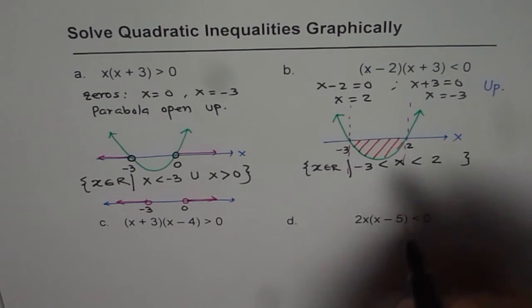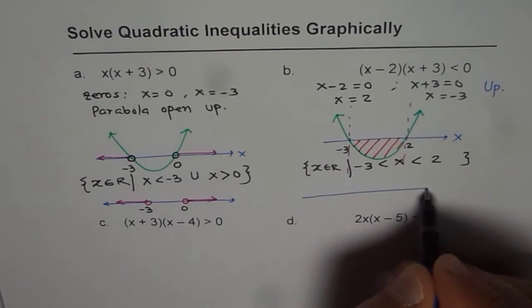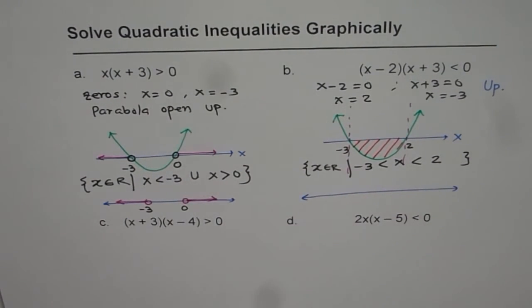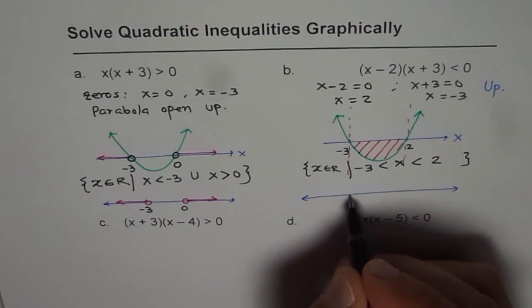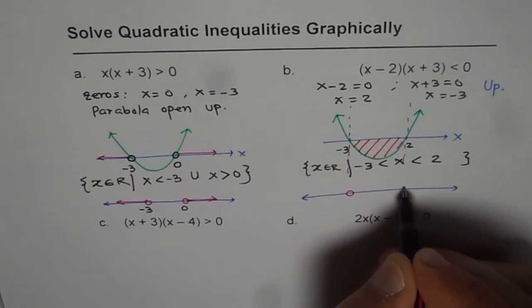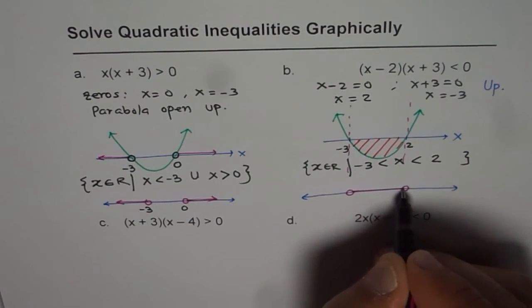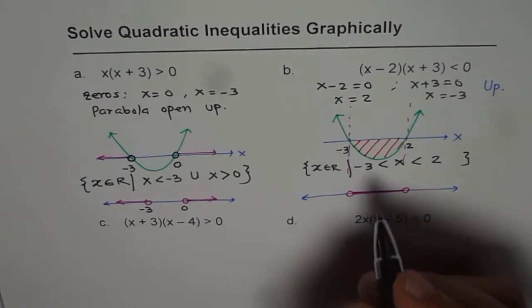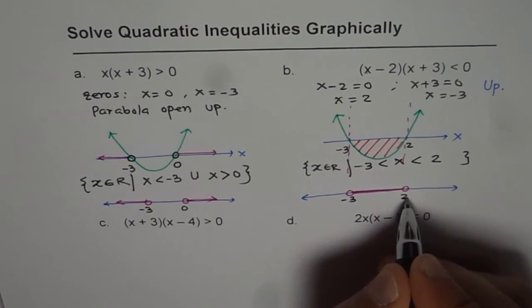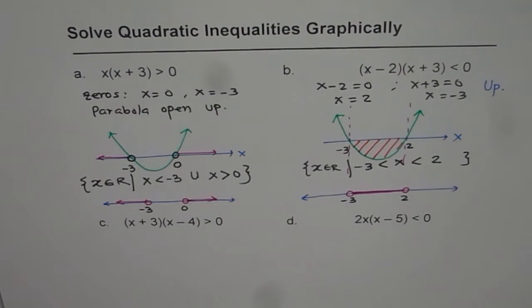Second, we can also show it on a number line. Let's say this is our number line. We know it's between minus 3 and 2, but not including minus 3 and 2. So these are the two holes at minus 3 and 2, and everything in between is part of the solution. So it's from minus 3 to 2, everything in between, not including the holes at minus 3 and 2. I hope that makes it absolutely clear how to solve quadratic inequalities using a graph.